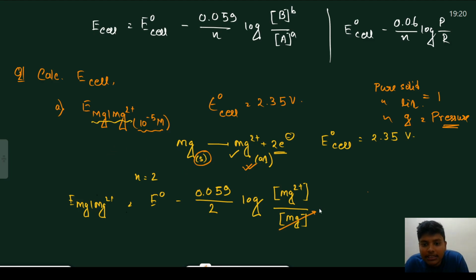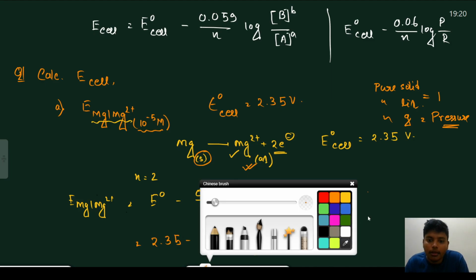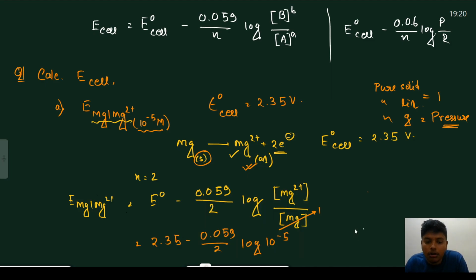So magnesium, this value is 1. So E value is equal to 2.35 minus 0.059 by 2 log of how much? 10 power minus 5. Achha, do you know log? Yes, you know log, everyone. If you don't know, I'll discuss again. Don't worry.